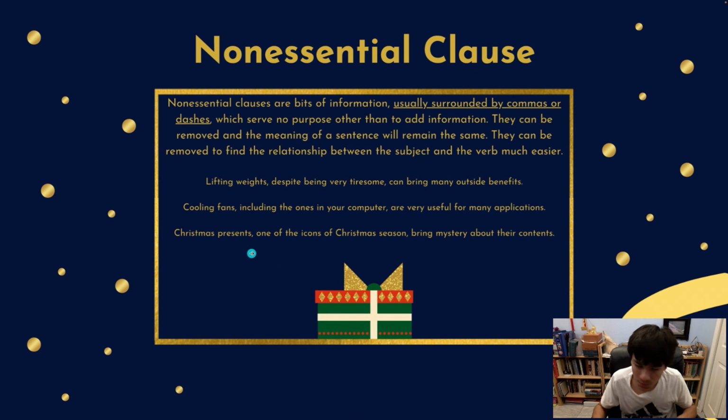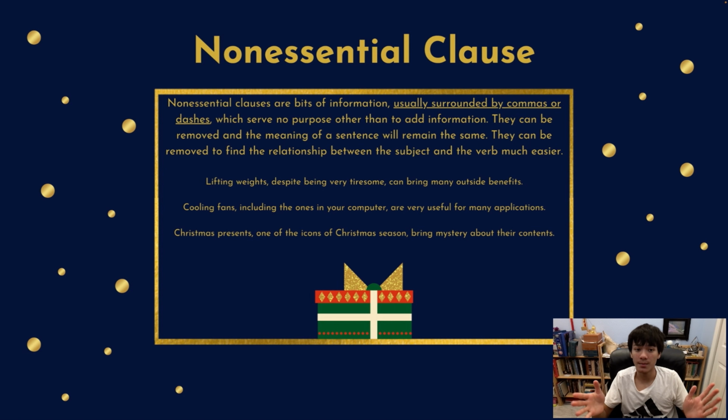Non-essential clause. This one we can do relatively quickly. Non-essential clauses are bits of information, usually surrounded by commas or dashes, and right here underlined is a non-essential clause. You see how it's surrounded by commas or dashes, and it serves no purpose other than to add information. So if we were to remove this underlined part here, the meaning of the sentence would remain the same. It wouldn't really change the idea that the sentence is trying to get across. Non-essential clauses are bits of information which serve no purpose other than to add information. See, they can be removed and the meaning of a sentence will remain the same.